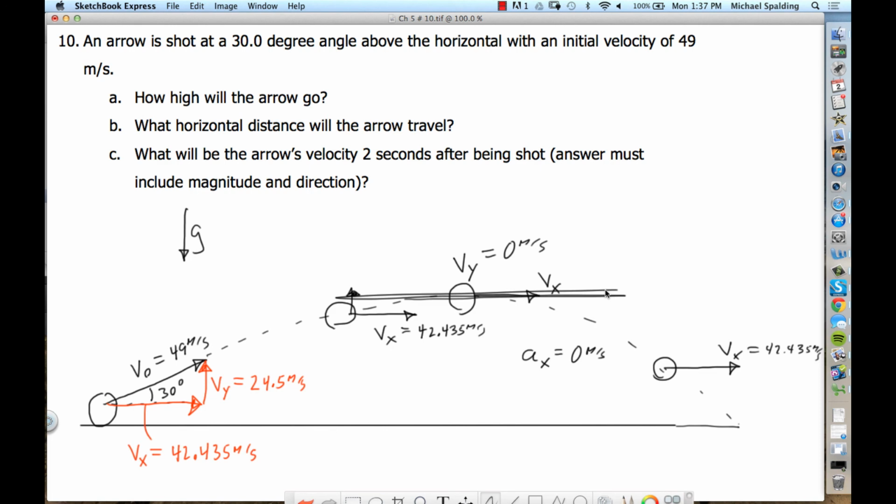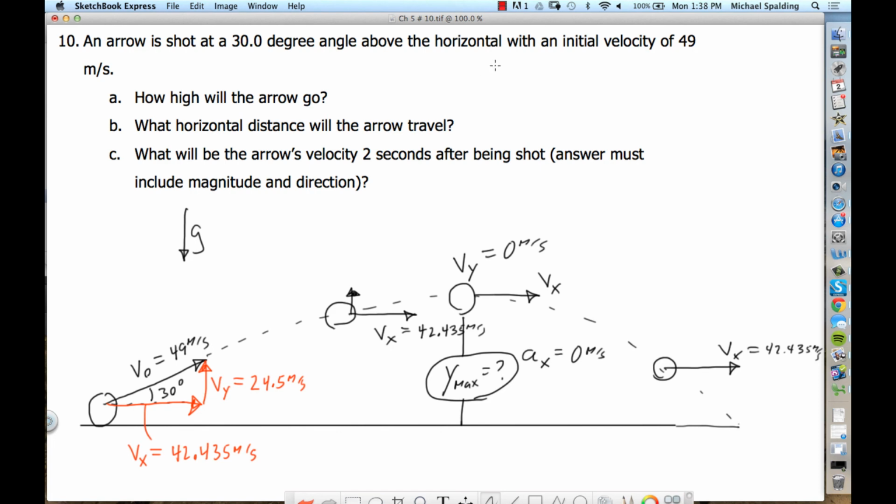First question. How high will the arrow go? Or, in this case, the object. Change it from an arrow to a ball. All right, so how do you find this out? We're looking for y max, the maximum vertical height, right here. So how are we going to figure this out? With a kinematic. You're using the motion equations.